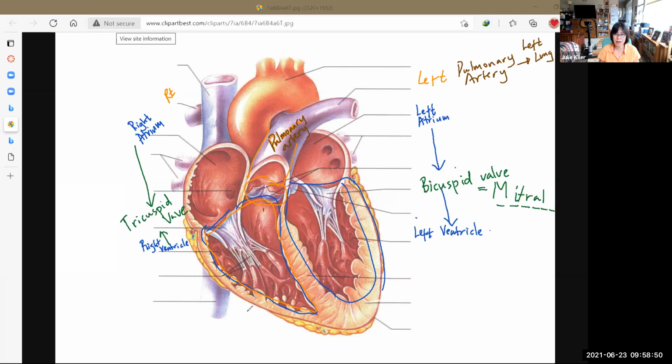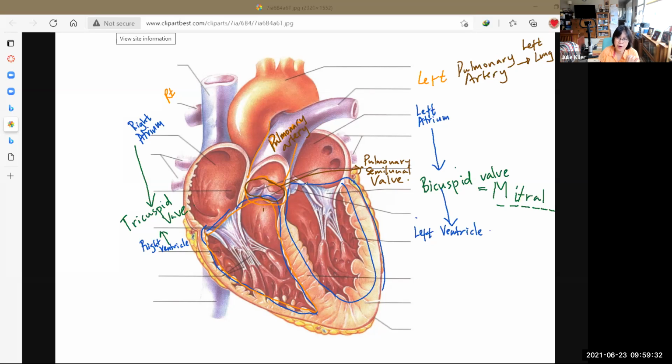So from right ventricle to pulmonary artery, we have this valve over here. So that's the valve here. What is that called? Pulmonary semilunar valve. Yeah, are we good? So that's the valve. Are we good? All right, so now the left ventricle.